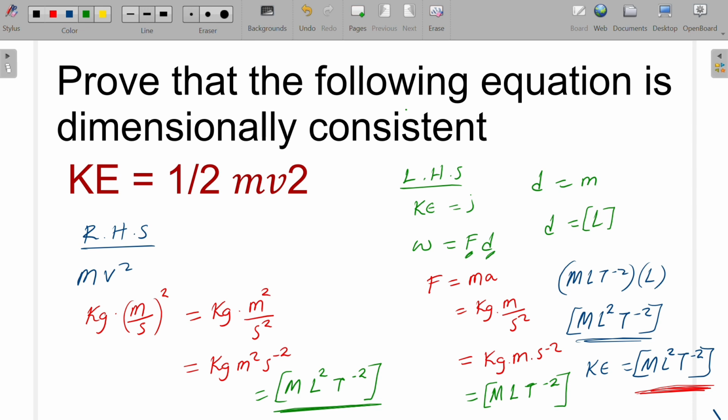So our conclusion is our formula, the left-hand side dimensions are equal to the right-hand side dimensions. Therefore, our formula is dimensionally consistent. You conclude by that statement.